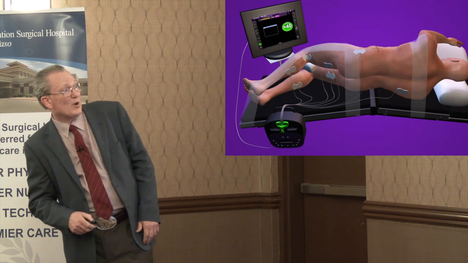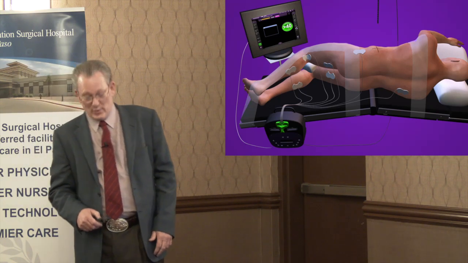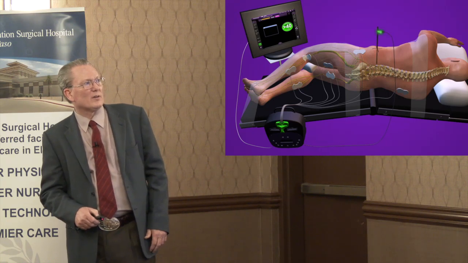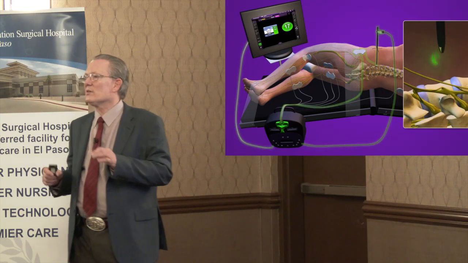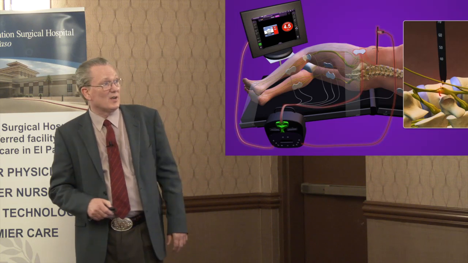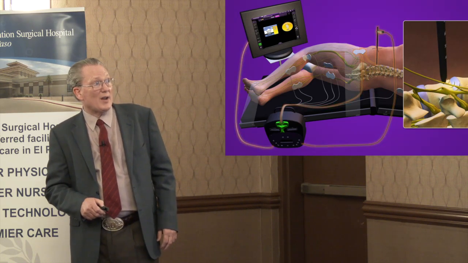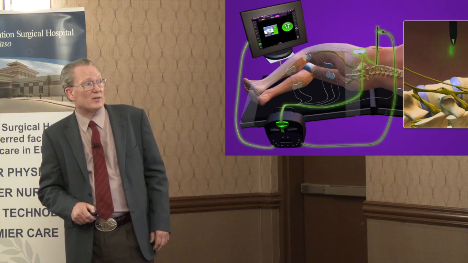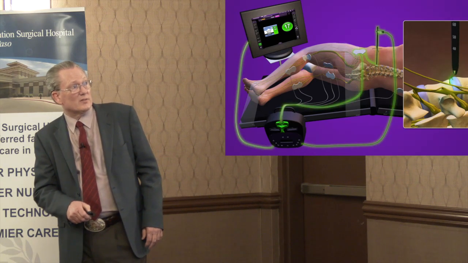So hopefully my video will play, but this is an example of somebody on their side. You can see we have marked right there. We use real-time fluoroscopic guidance to actually see inside the body. We make a small incision and we pass a tube down directly to the disc.